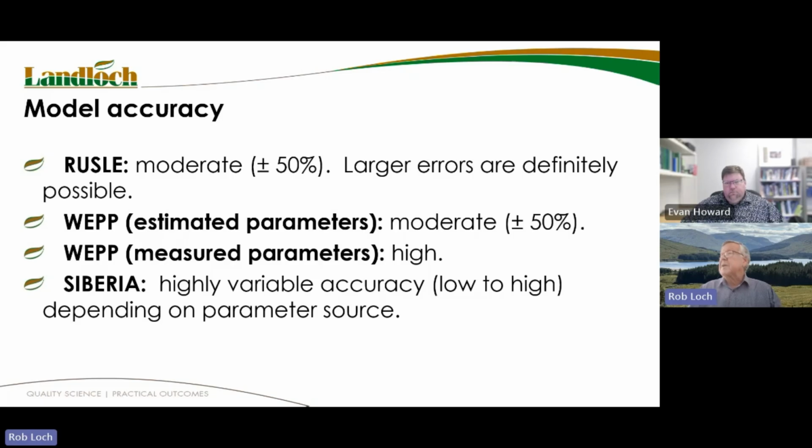We see WEP with estimated parameters as moderate, about plus minus 50%, and that was my view, and I was pleased to see Evan had a chat with one of the WEP team, and that guy who'd done some extensive review of their parameter sets was again talking plus minus 50%. WEP with measured parameters we'd say has high accuracy, and we'll talk to that in a minute. And yes, Siberia we've got down as highly variable accuracy depending on its parameter source.